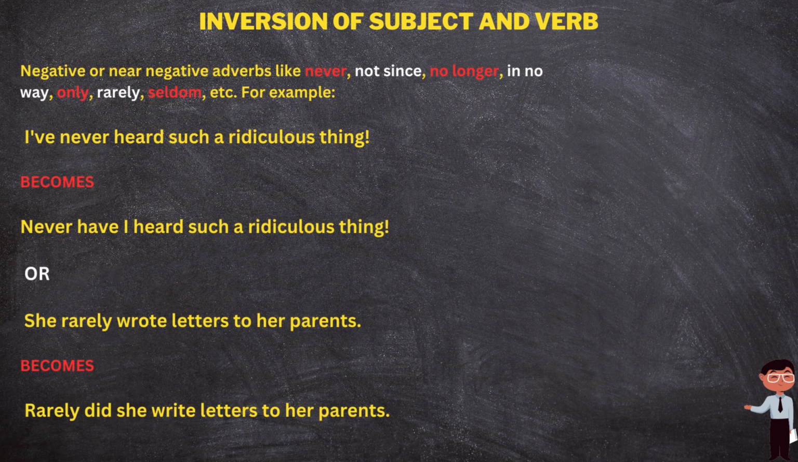Negative or near-negative adverbs like never, not since, no longer, in no way, only, rarely, seldom, etc. For example, I've never heard such a ridiculous thing becomes never have I heard such a ridiculous thing. Or she rarely wrote letters to her parents becomes rarely did she write letters to her parents.